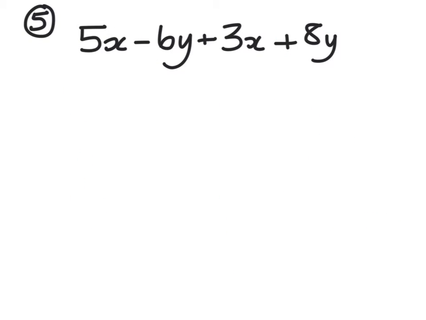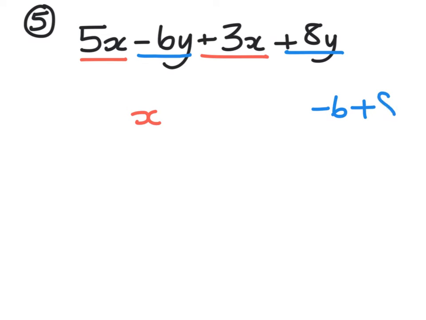Question 5, like terms. Here we have 5x, here we have 3x, so you can write down how many x's you've got. Here we've got negative 6y and positive 8y, so we're going to have to do negative 6 add 8. So once you've got that, write down how many y's for your final answer. Remember, in between these you're going to have a plus or a minus, you can work out which one it is.